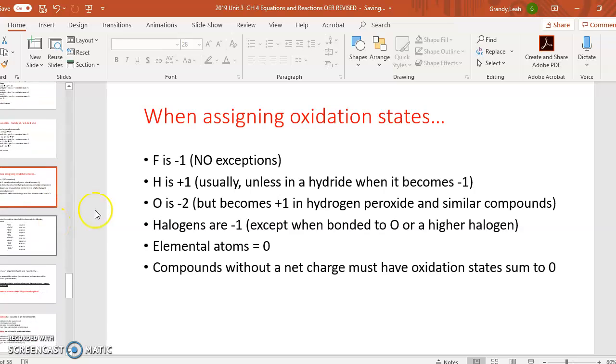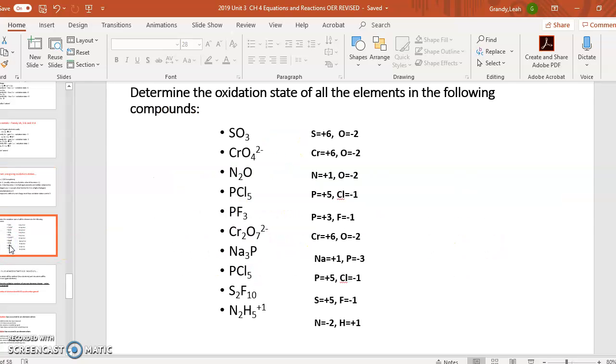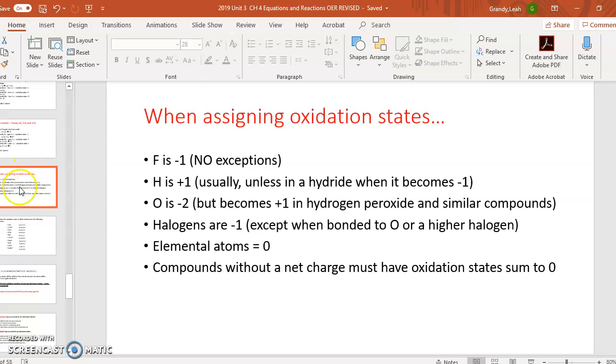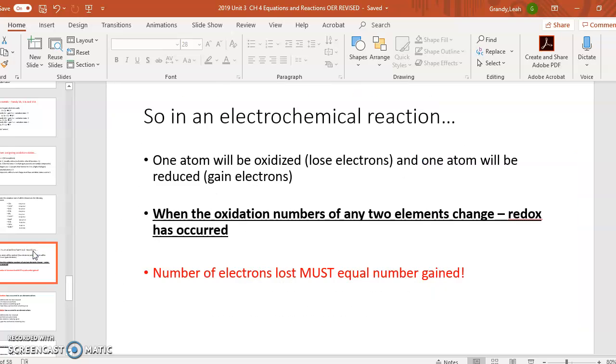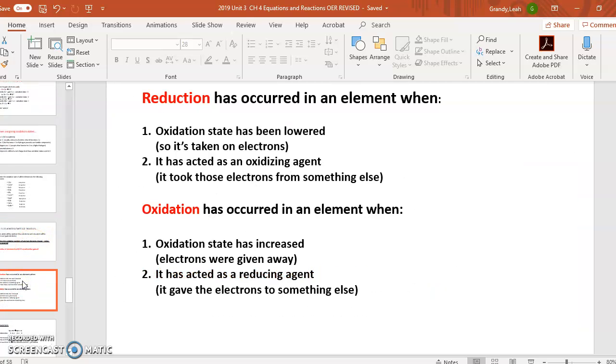So when you're assigning the states, we have to follow these general rules, and they're just all summarized here. Again, I'm just referring back to that chart. And here are all of the answers with some examples of determining the oxidation states. Okay, so how do we do that? Well, I'm following the rules right here, and the rules right back here.